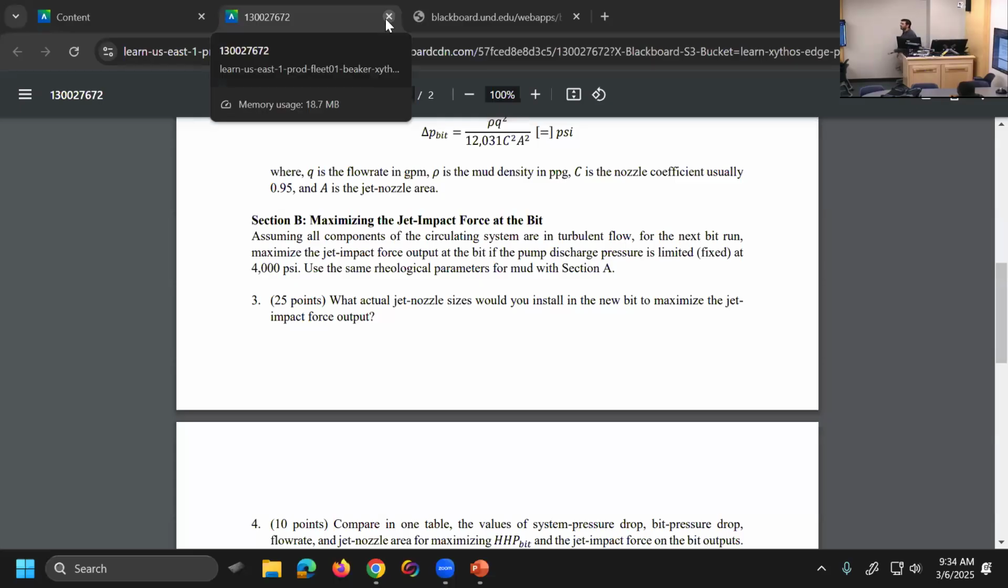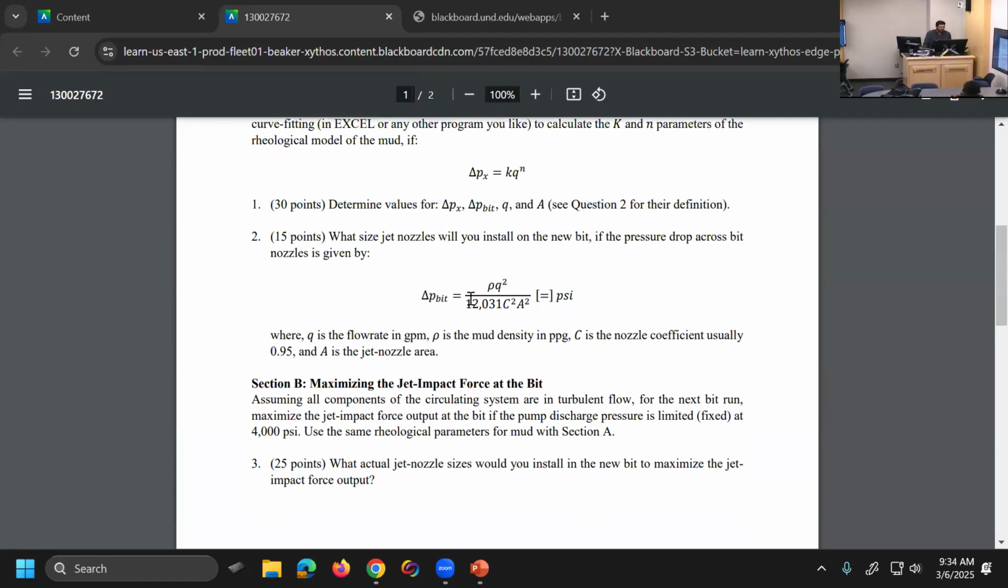Since in question 2 you gave us the delta P bit, I used these parameters to calculate my delta P bit. Then I subtracted it from the total to get my delta PS, and that's what I plotted against Q. For question 1, I used the formula you gave in number 2 to calculate my delta P bit. But you don't have Q or A. Well, the diameter was given in question 1, so you can get the area first. It might have worked this way, but I don't know if the numbers you got are correct.